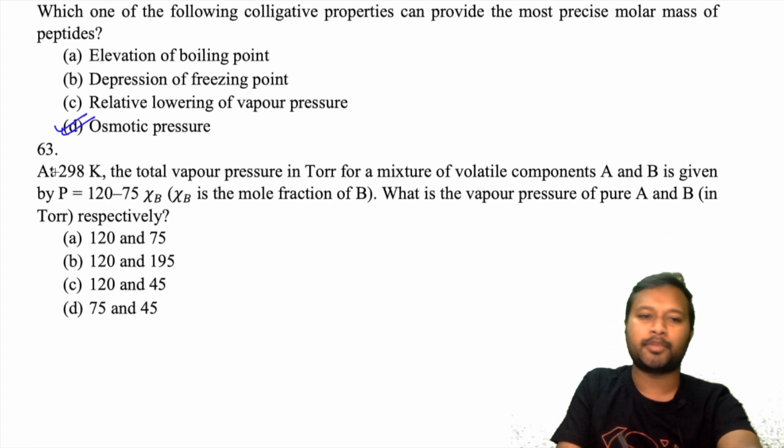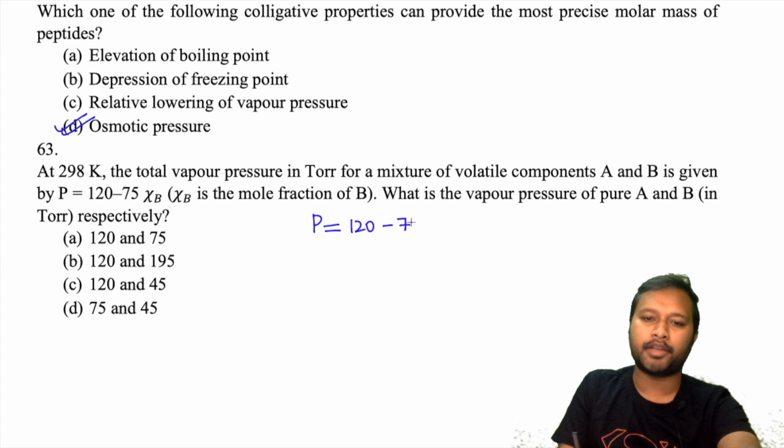Okay, going for question number 63, this was pretty simple. It says the total vapor pressure in torr for the mixture of volatile components A and B is given by this equation: P = 120 - 75 XB, where XB is the mole fraction of B. Now they are asking what is the vapor pressure of pure A and B.